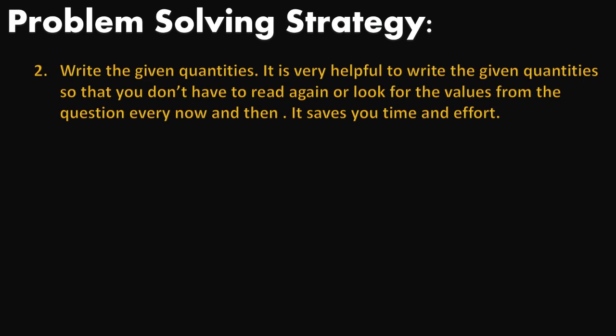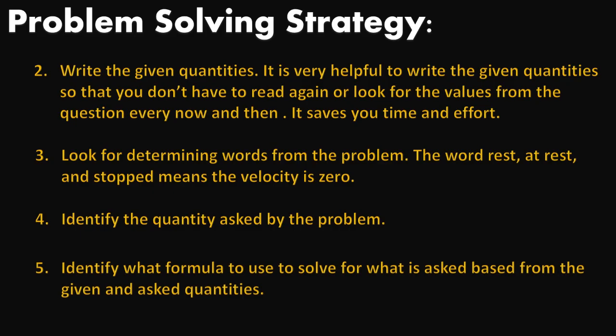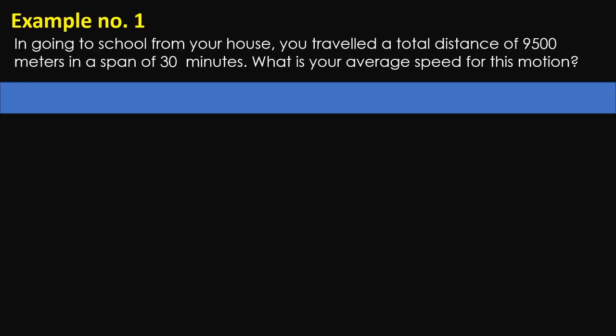Look for determining words in the problem. The words rest, at rest, and stop mean the velocity is 0. Identify the quantity asked by the problem. Identify what formula to use to solve for what is asked based on the given and asked quantities. Once you know which formula to use, the process involves straightforward substitution. By mastering these steps, kinematics problems will become significantly easier. Let's work on our first example.